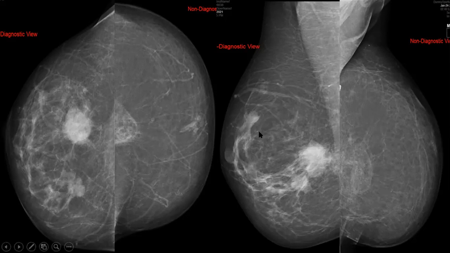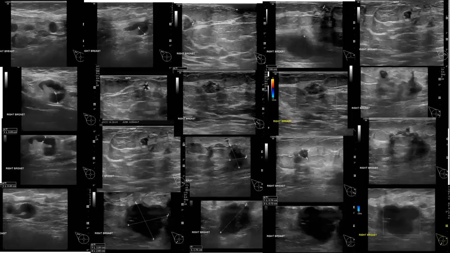Okay, this is the ultrasound. If you look like that, this is axillary lymph nodes, malignant, and this is the largest, the index lesion. These are the index lesions in the lower outer breast. But this cursor here is in the lower inner breast. This is lower inner satellites.